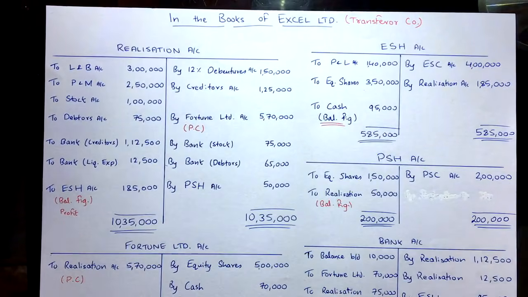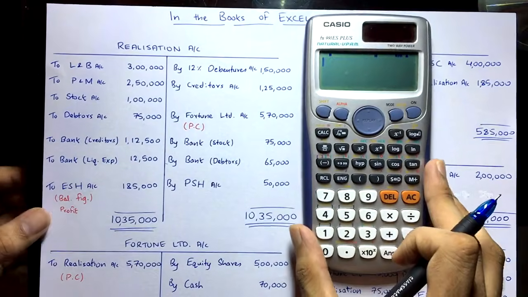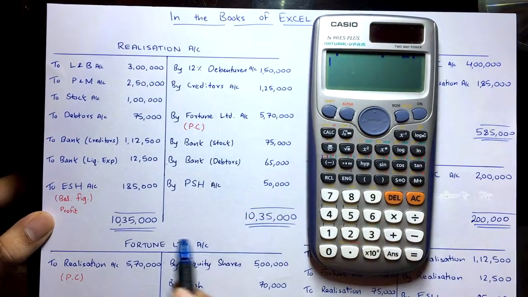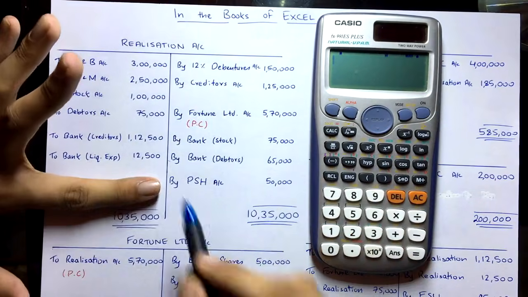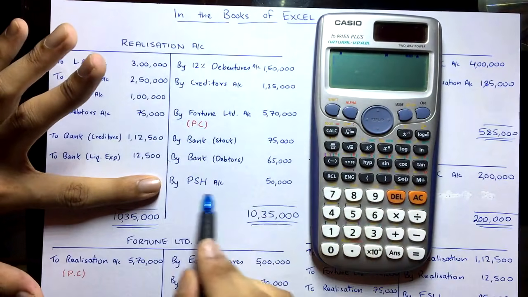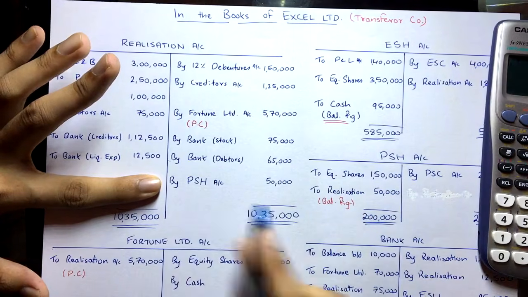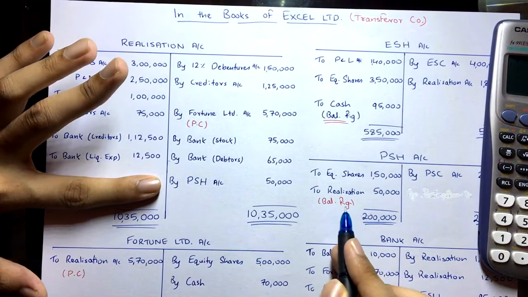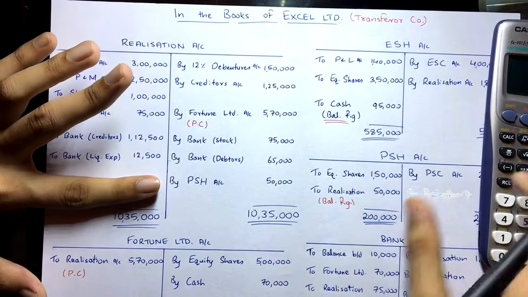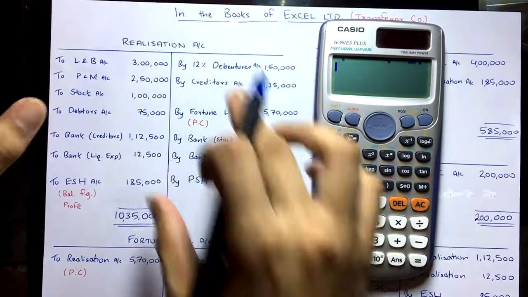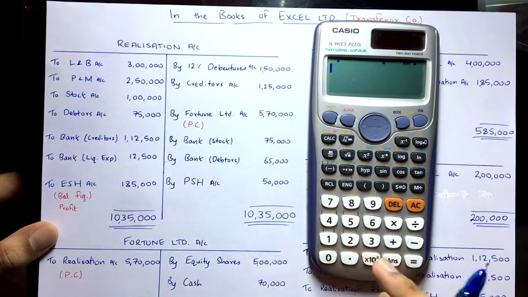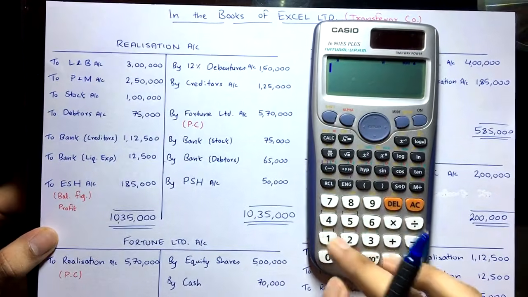See here, it's very simple. To close the realization account, all you have to do is just add it up, right? So now we have done till here. Till here we have got this balancing figure from the preference shareholder account, and this balancing figure hit the realization account, right? So now let's tally this account, the realization account. Let's add up all this.